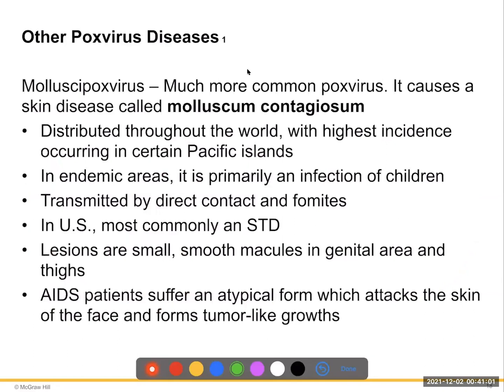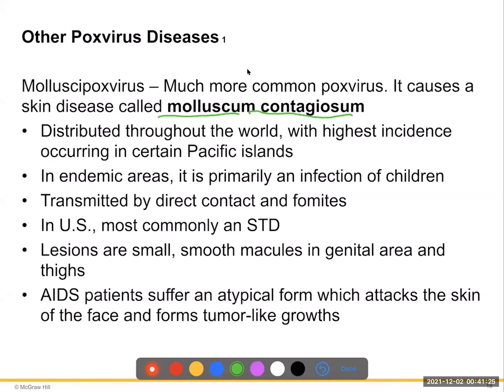Other pox virus diseases. The molluscum pox virus is a much more common pox virus. It causes a skin disease called molluscum contagiosum. Okay. Distributed throughout the world with the highest incidence occurring in certain Pacific islands. It's endemic in areas, primarily an infection of children, transmitted by direct contact and fomites.